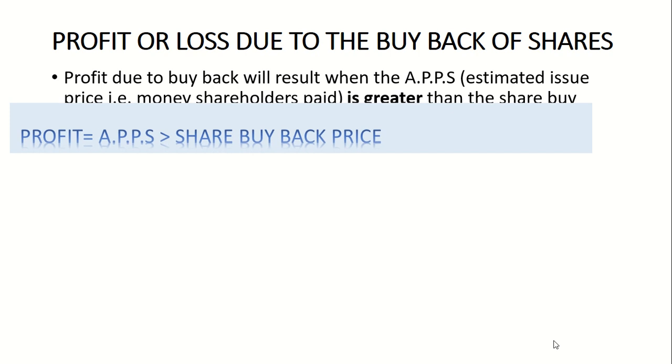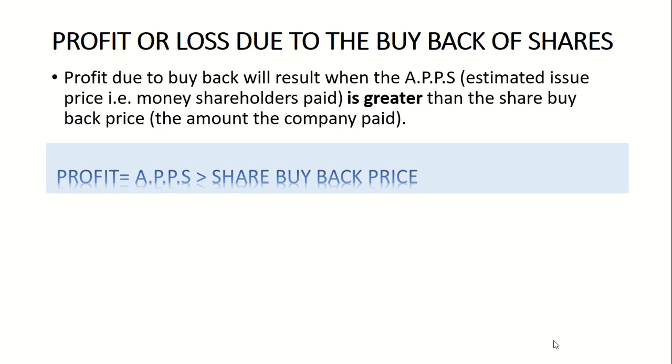Profit or loss from the buyback. You will have a profit from the buyback if your average price, which is the original price of shares, is greater than the share buyback price, which is what the company has paid to buy those shares. Let's say the average price, what the shareholder paid, is 10 rand, but we buy them back at 8 rand. It means that the shareholder is making a loss and we are making a profit of 2 rand, because we are giving the shareholder 8 rand per share, for which they paid 10 rand.